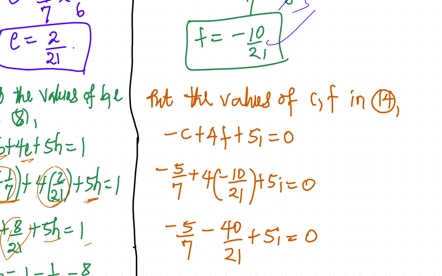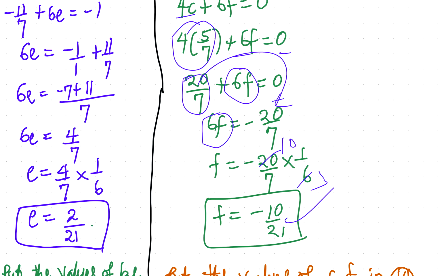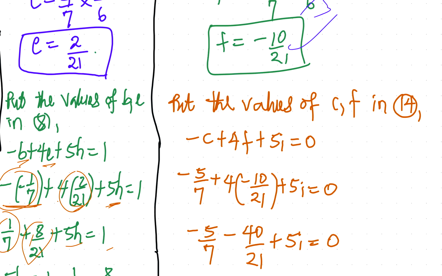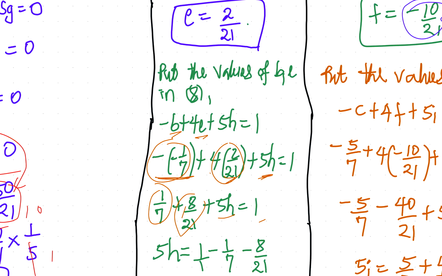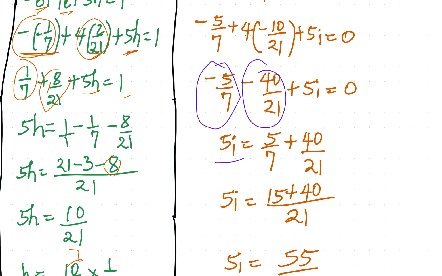So C that we got already is 5 over 7. So I have minus 5 over 7 plus 4. F is minus 10 over 21. Then plus 5I equals 0. So we have only the I to contend for. So this is minus 5 over 7. And this 4 times 10, that's minus 40 over 21 plus 5I equals 0. So next I have 5I, then I take all this to the other side. So I have minus 5 over 7 becomes 5 over 7, minus 40 over 21 becomes plus 40 over 21.